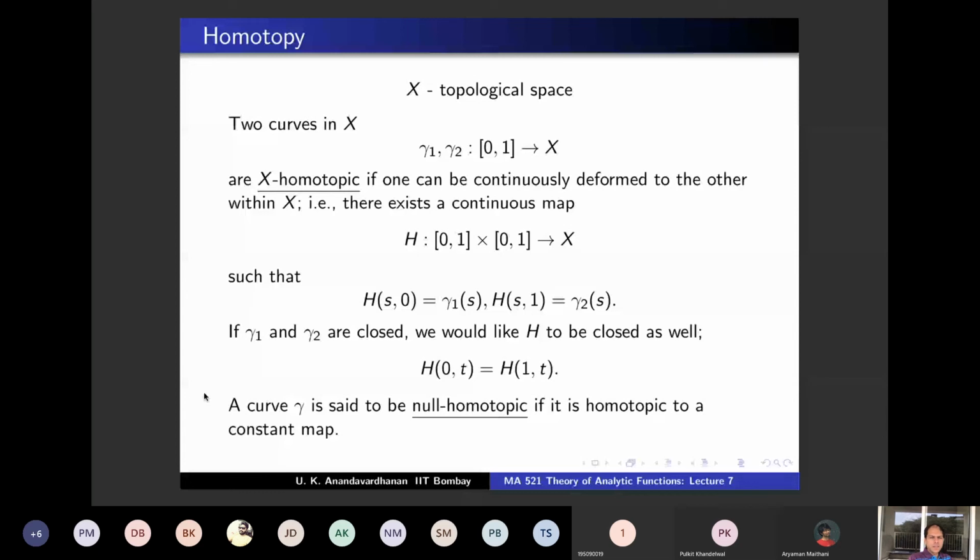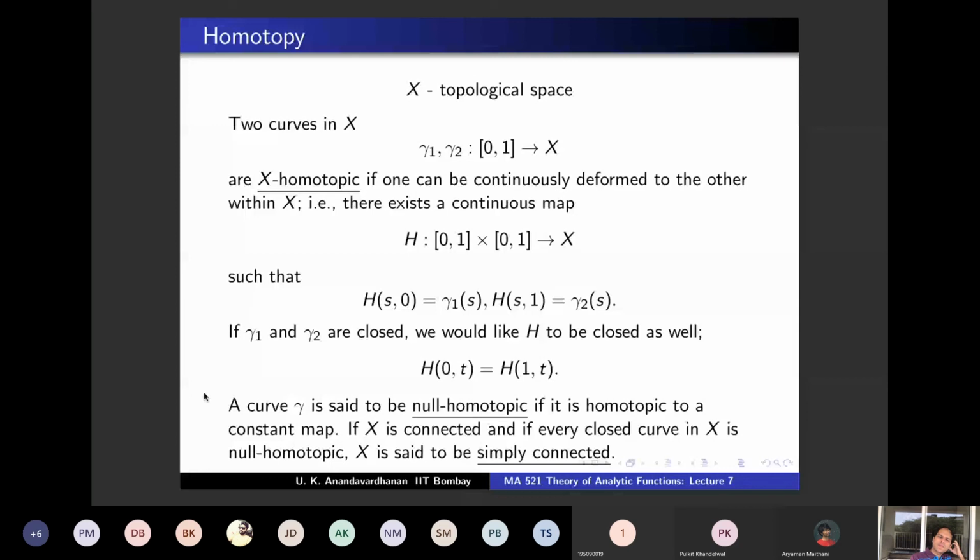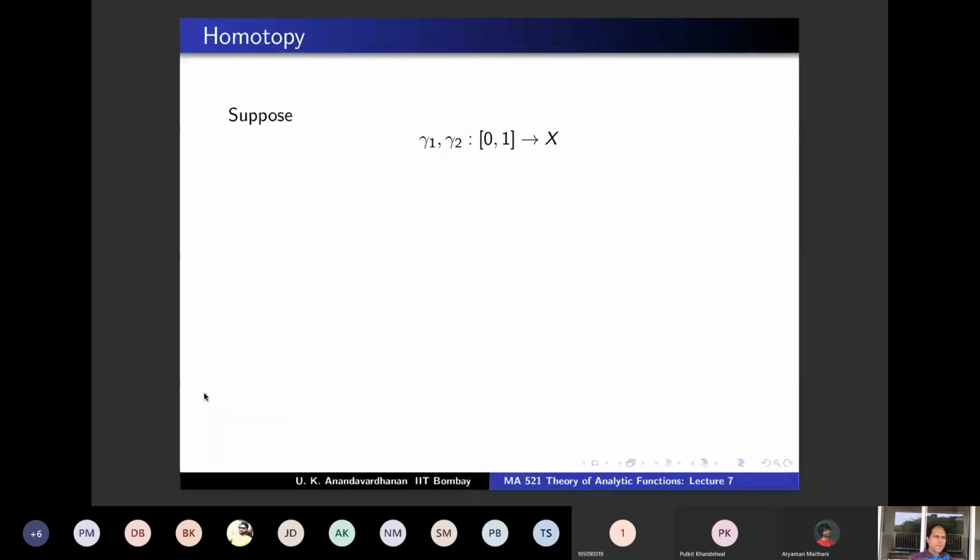If X is connected and if every closed curve is null homotopic, you say that X is simply connected. This is the definition of simply connected. X is connected. Moreover, every closed curve is homotopic to a constant curve. Then X is said to be simply connected. And we will just prove a lemma, and then we will continue in the next class.